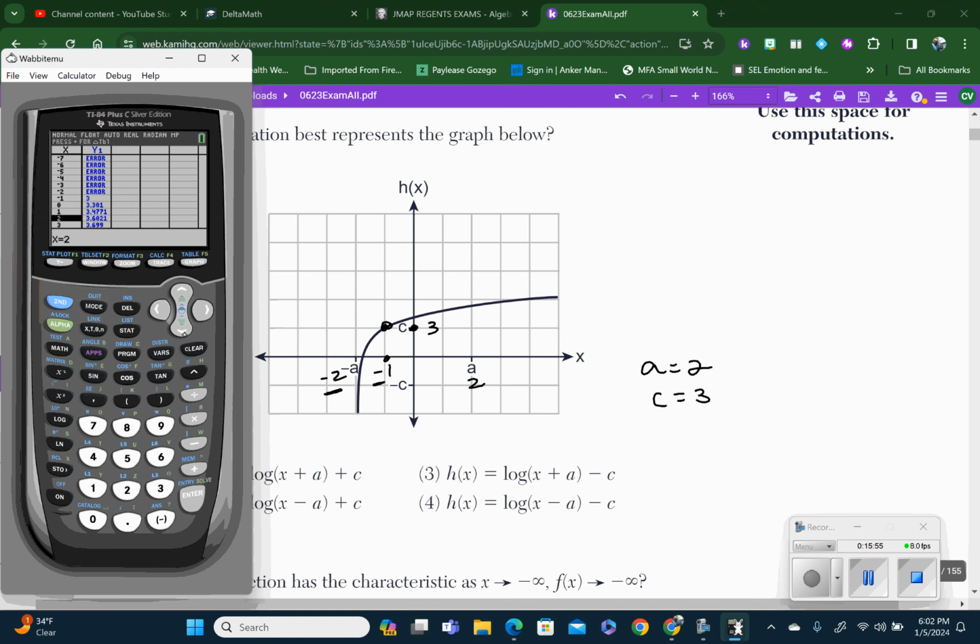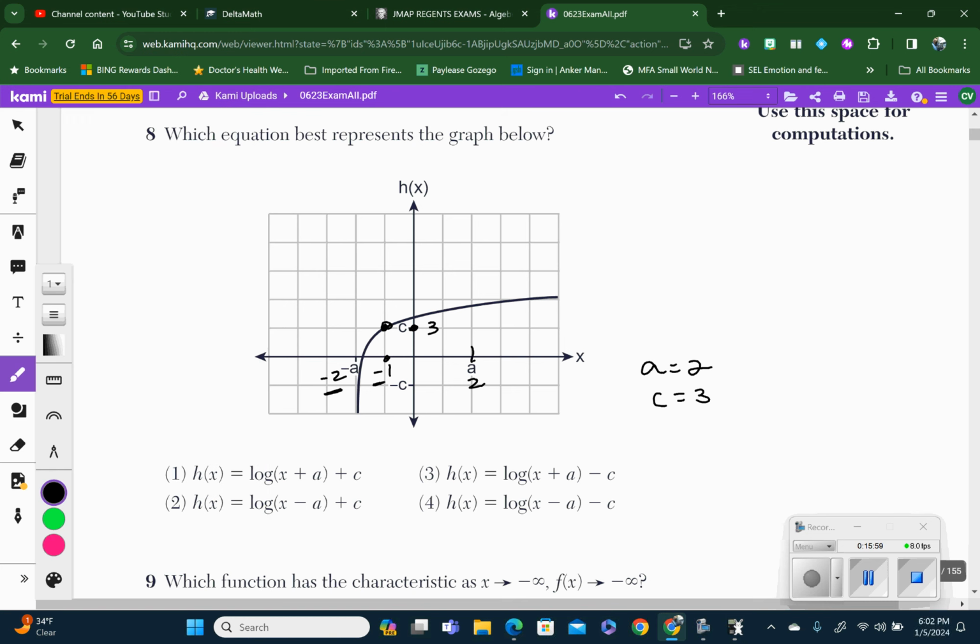Opposite 2 is 3.6. So here's 2, and could this be 3.6? Sure. So my answer that matches is option number 1. And again, all I did is I picked numbers in for A and C, and then I'm matching to see which one is the same thing.